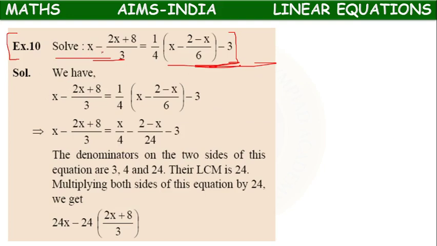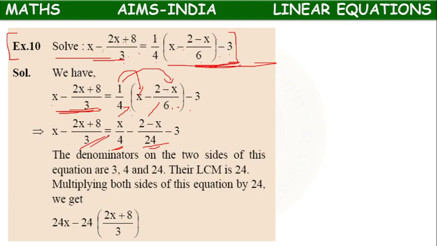Okay. So x minus (2x plus 8) by 3 equals 1 by 4 (x minus (2 minus x) by 6) minus 3. So here, x minus (2x plus 8) by 3, let's write as it is. Here 1 by 4 into x, let's multiply. It will become x by 4. 1 by 4 into this one, 1 into 2 minus x, 2 minus x. 4 into 6 is 24. So we have removed the brackets.